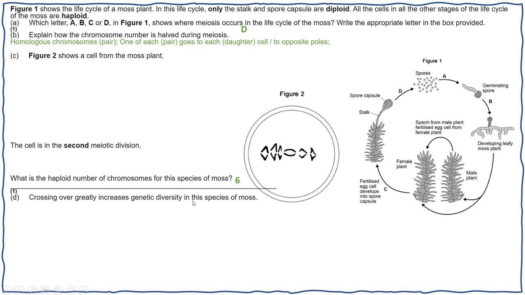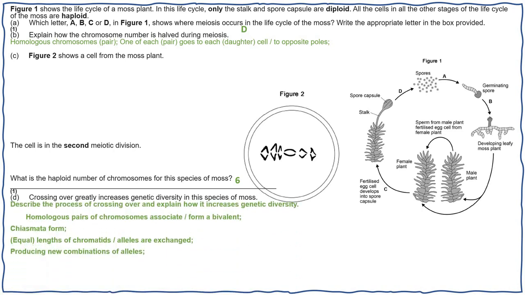Crossing over greatly increases genetic diversity in this species of moss. So, explain how it greatly increases the diversity. Describe the process of crossing over and explain how it increases genetic diversity. So homologous pairs of chromosomes associate or form a bivalent. A chiasmata is formed. And equal lengths of chromatids or alleles are exchanged, which produces new combinations of alleles.